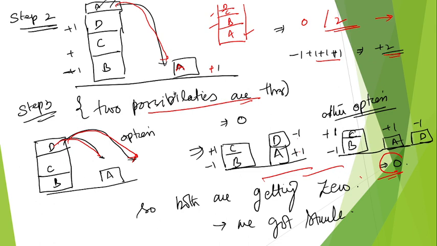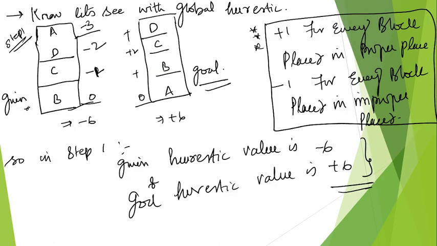So now we will go to another position. What is that? We will see about global heuristic. What do you mean by global heuristic? There are some rules. +1 for each block placed in the proper place. Minus for each block placed in an improper place. We will see with the help of an example.